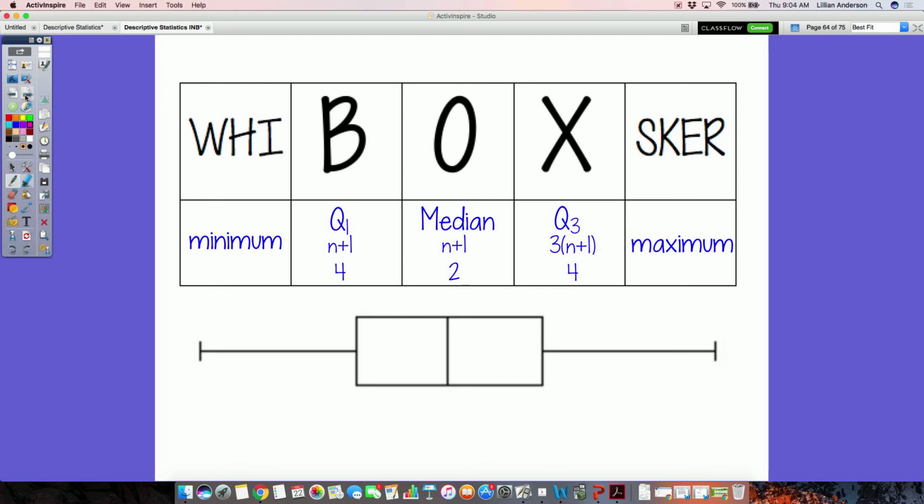Your whiskers are your lowest value, aka your minimum, and your largest value, aka your maximum. That's what makes up the ends of your box and whisker. So those are your whiskers. And then the box part of your box and whisker contains your lower quartile, aka Q1, which is that formula n plus 1 over 4, which we know from the other day. Our median, n plus 1 over 2. That's the part in the middle. And then Q3, our upper quartile, which is the formula again, 3 times n plus 1 all over 4. These are the pieces that make up your box and whisker.